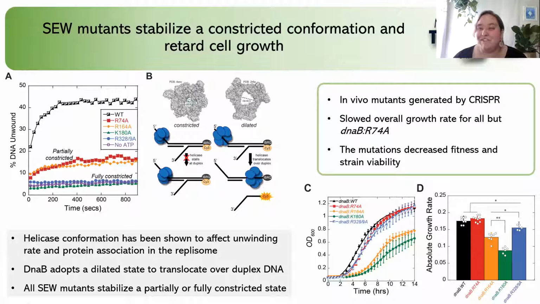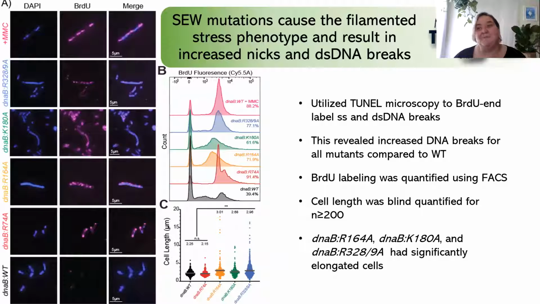When we put these mutations in vivo, what we found was that there was a general reduction in growth rate and overall reduced strain viability, suggesting that these mutations are deleterious to cells. When we look at them under a microscope, it becomes clear why. We see a filamented cell phenotype for most of our strains, which is indicative of overall cellular and genomic stress. This is quantified in C.